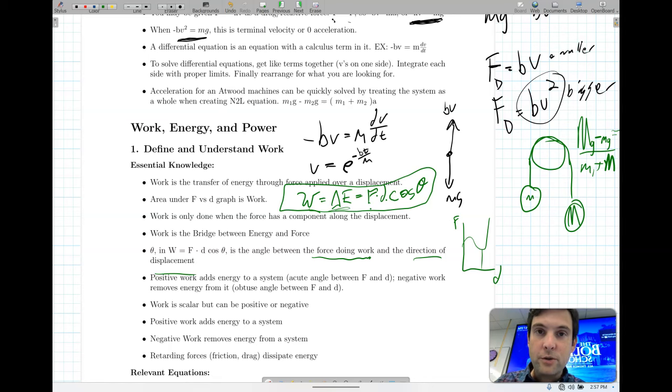Positive work adds energy to a system. We'll have positive work done on a system if the angle between the two is acute. And negative work happens when energy is removed from the system, usually through heat and sound, friction, or during a collision. That happens when this angle between force and displacement is obtuse. Work is a scalar quantity, but it can be positive or negative. We get positive work when we add energy to a system, and negative work when we take energy out of a system. Retarding forces like friction or drag are responsible for dissipating energy.